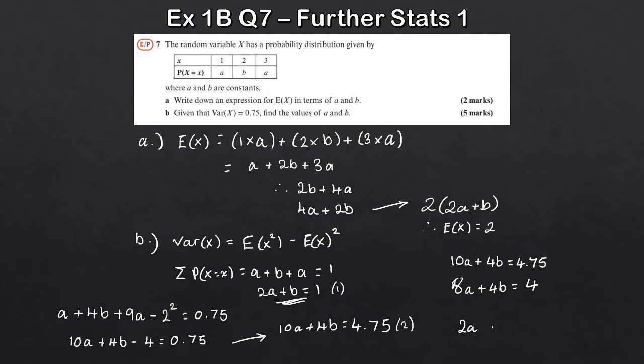So 2a is equal to 0.75. If you divide by 2, that would be 0.375. Now because a is 0.375, we can solve for b. 2 lots of a, so 0.375 times 2, is 0.75, plus something is equal to 1. So b must clearly be 0.25. Okay, hopefully that's not too bad, and hopefully the previous bit of work makes sense. So that's question 7 done from exercise 1B.